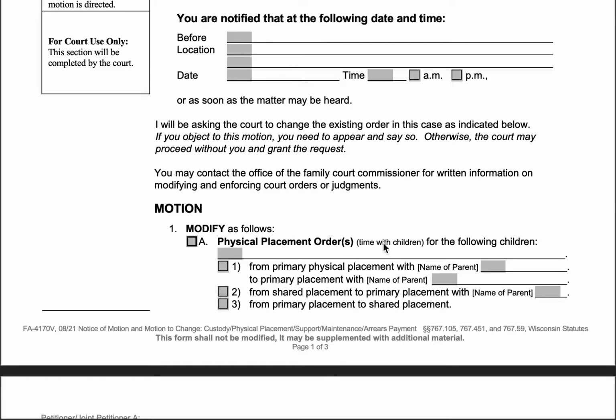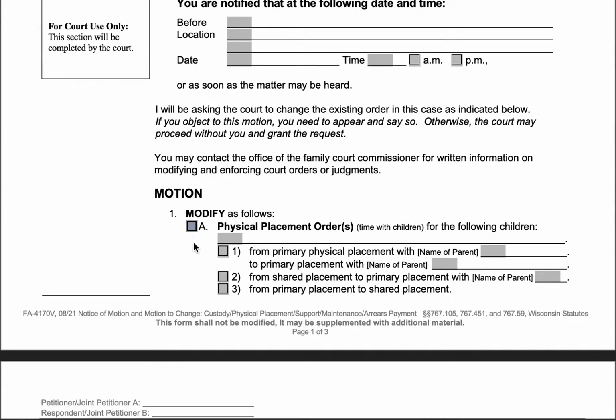All right, so let's jump into the section. You'll check box A if you're wanting to talk about physical placement. If you aren't wanting to talk about placement on your motion, you don't need to fill out this section, and you'll skip to the next section and the next video. But if you're doing placement, box A. And then here you're going to put the child's name. So we've been doing Sally Smith. Or if you have more than one child, both children's names. Or all three, all four, however many children you're wanting to talk about.